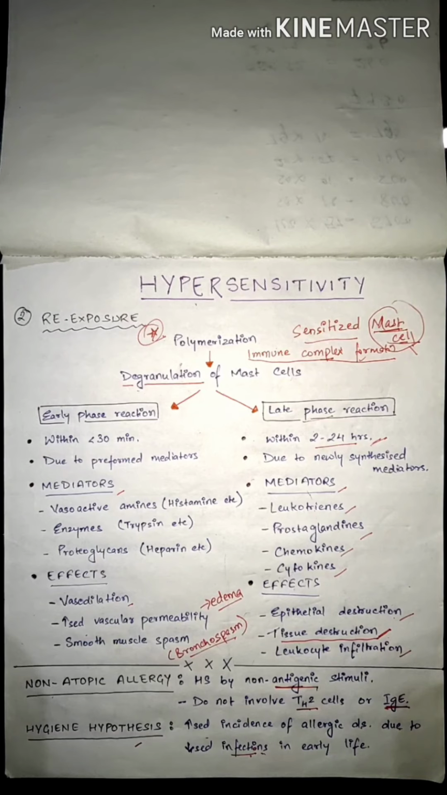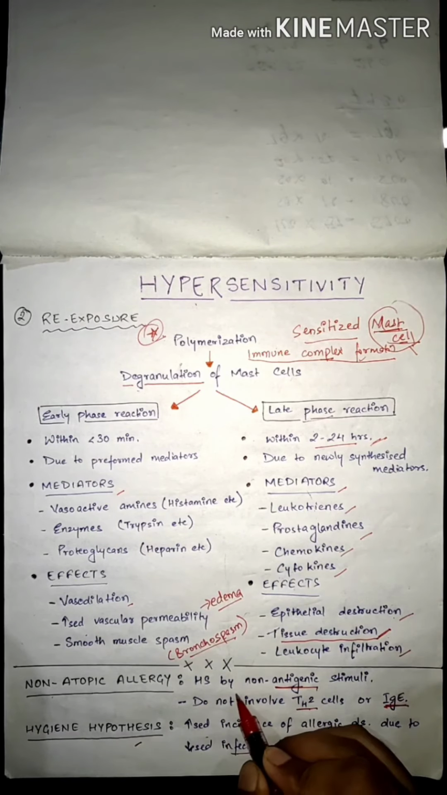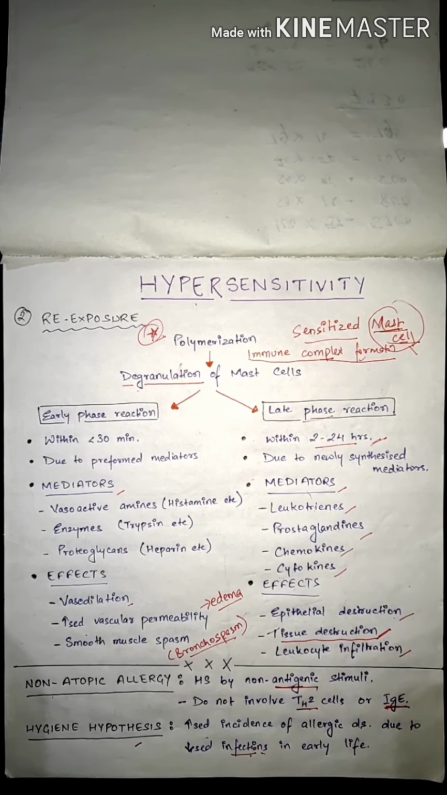Now coming to non-atopic allergy. What is non-atopic allergy? Hypersensitivity by non-antigenic stimuli, meaning no antigen is involved in this hypersensitivity. Like you must have heard, some people are allergic to extreme temperatures or exercise. So this is known as non-atopic allergy, and it does not involve any T helper 2 cells or IgE antibodies.